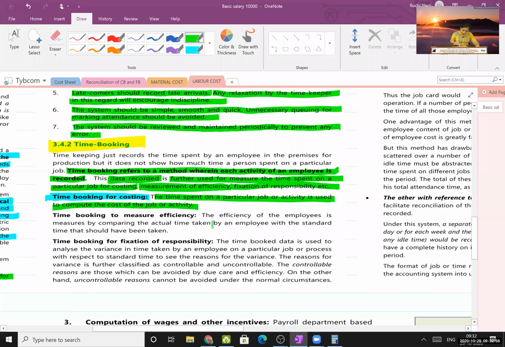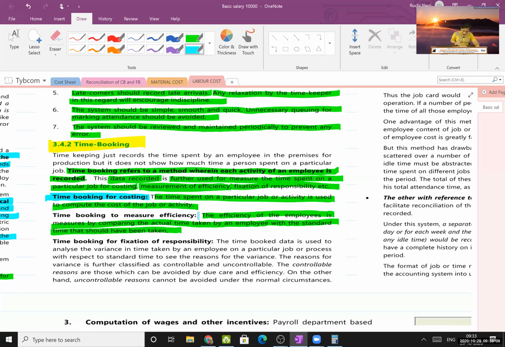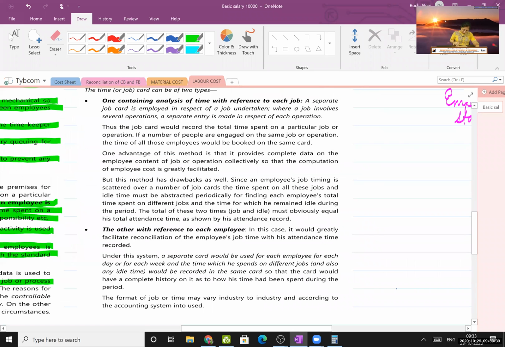Then time booking to measure efficiency. The efficiency of an employee is measured by comparing the actual time taken by the employee with the standard time that has been taken. Okay, that's right. And then time booking for fixation of responsibilities. So analyze the variance in time taken by an employee on a particular job or process with respect to standard time to see the reasons for the variance. Okay. Where again the variances are further classified as controllable and uncontrollable. Okay, fine. I'll explain what is the meaning of this.